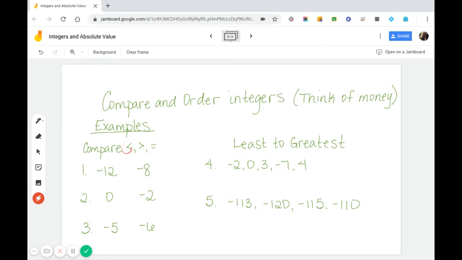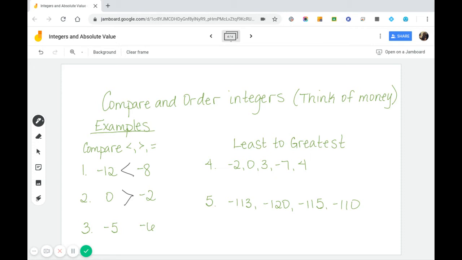So less than would be this way. Pac-Man's eating the number on the right. This one's greater than. Pac-Man's eating the number on the left. For example, negative 12 and negative 8. Negative 12 on my number line is further to the left, so it's smaller. For money, even though they're both negative and neither one is good, negative 8's a little bit better. It's a little bit closer to getting out of that hole. So negative 12 is less than negative 8. Zero and negative 2. Zero is greater than negative 2. It's better to have no money than to owe someone money.